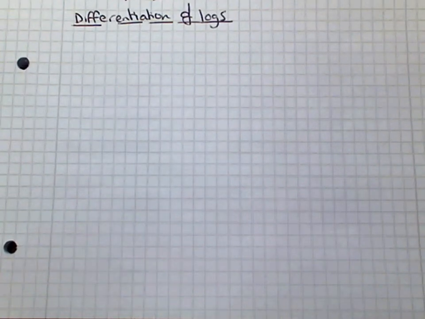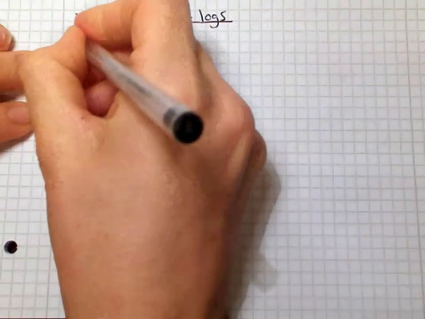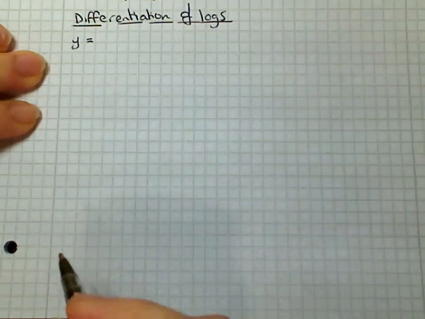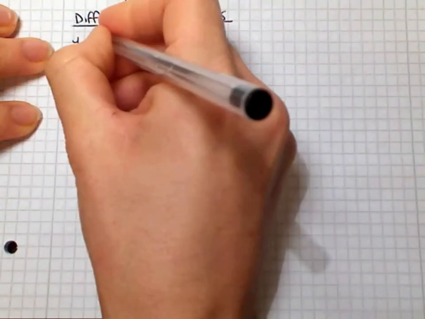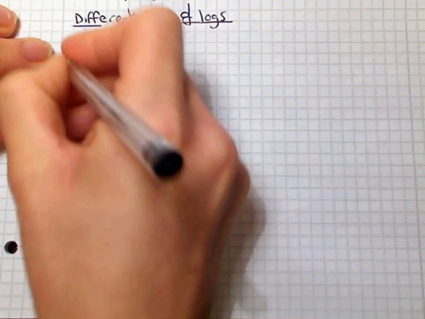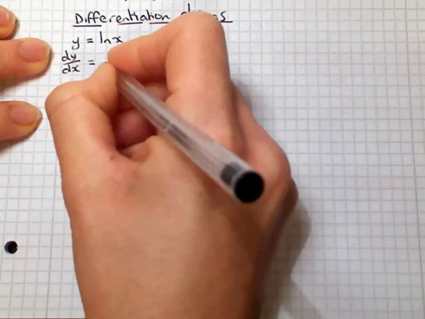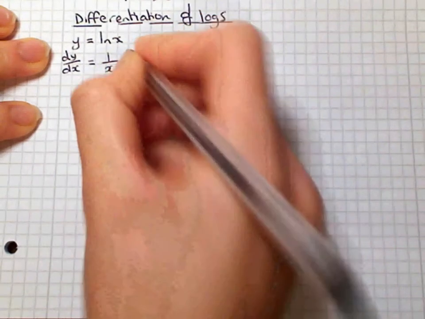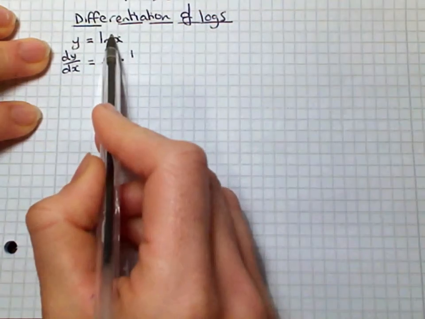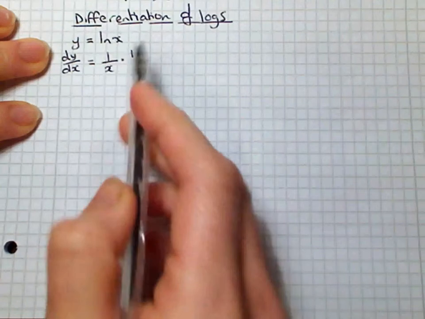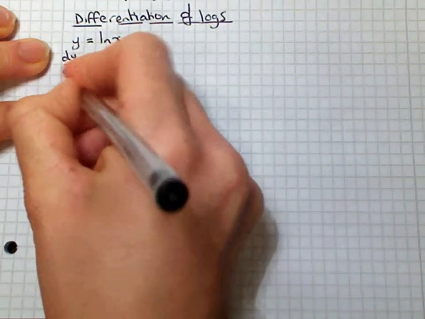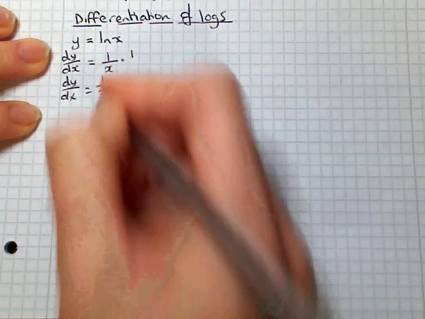Differentiation tutorial. So this is the differentiation of logs. Just looking at the basic rules. If you differentiate the ln of x, dy/dx, the change in y with respect to x, is 1 over x by the differential of whatever is inside the ln, the differential of x, which is 1. So your rule is 1 over x.